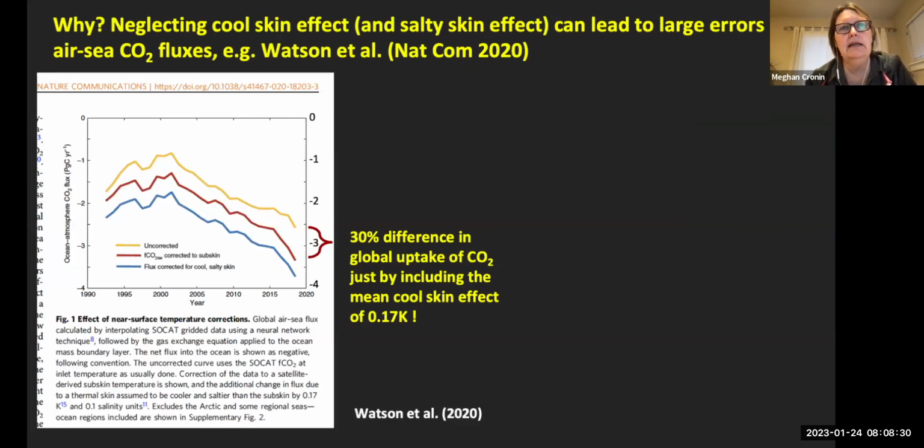The chemists have discovered this. And so Andy Watson et al. had a paper out in 2020 that looked at what happens if you just apply a cool skin to the sea surface temperature. It changes the global uptake of carbon dioxide by 30%, just by including that mean cool skin effect of 0.17 degrees Celsius, Kelvin.